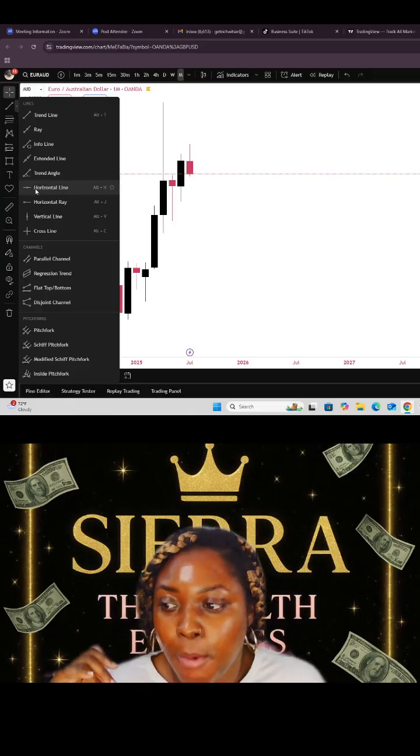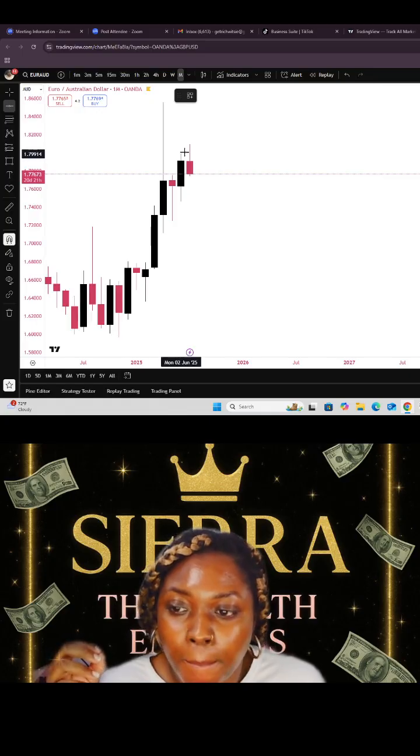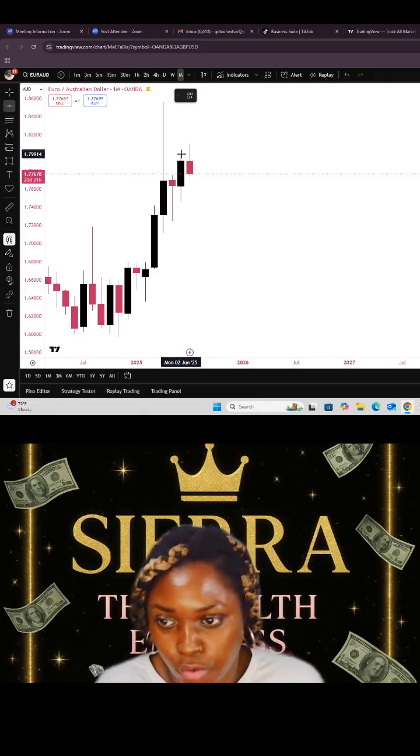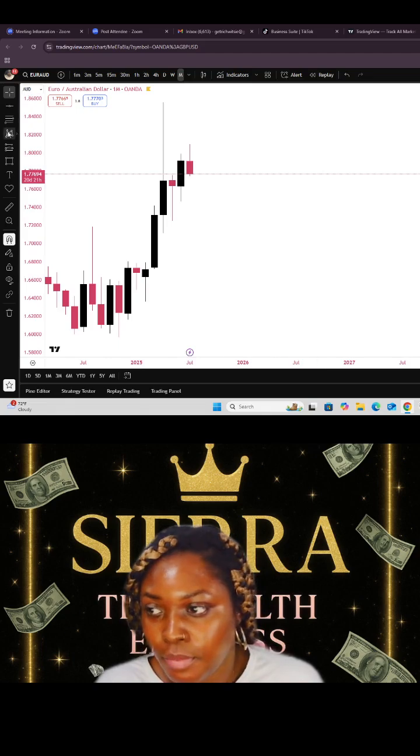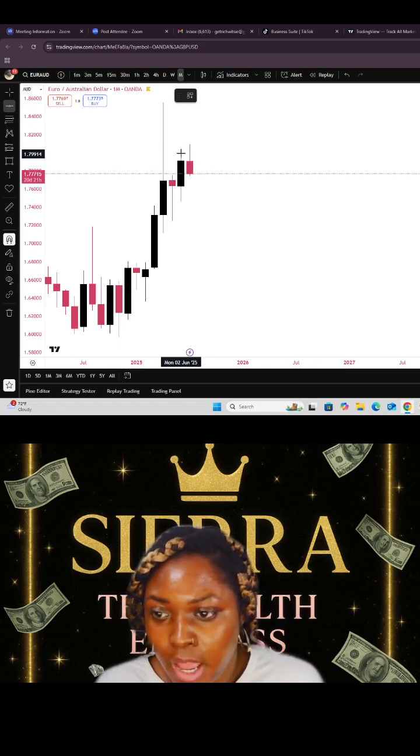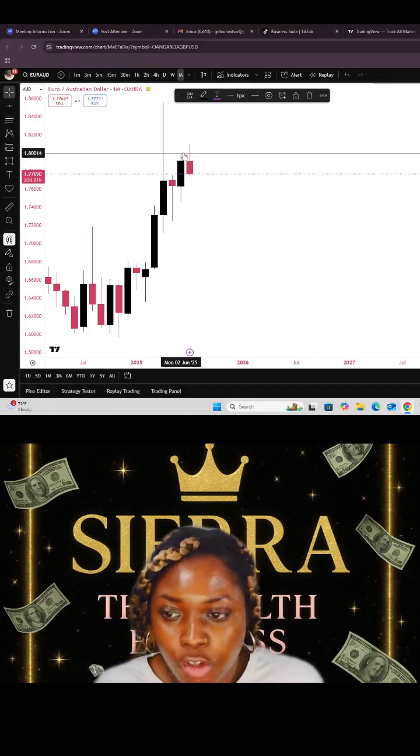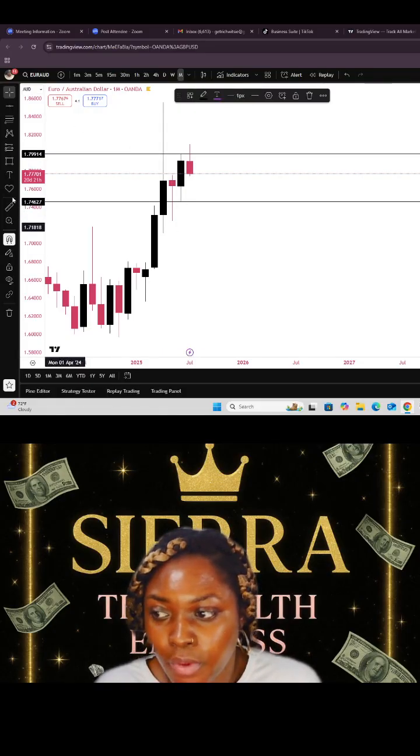So I'm just going to take my horizontal tool. I'm going to take my magnet tool because I want to make sure that I'm marking the high correctly. Okay. And if you use the magnet tool, it just grabs onto either the wick or the body. You see, you just click it there. And if I wanted to mark the wick, I just hover over the wick and it'll snap onto the wick, okay? So I mark the high, I'm going to mark the low, and then I'm going to use my rectangle tool.